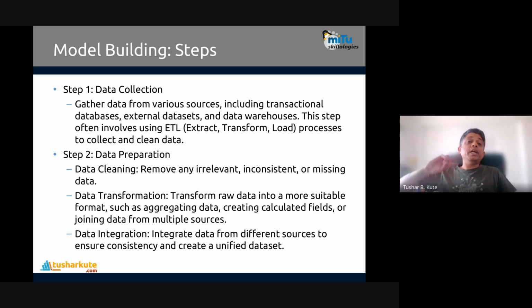Step number two is data preparation. We prepare the data. It's not like the data is collected and given to the model, so the model is built. They can do the prediction, the description, diagnosis, prescriptions. Not possible there.